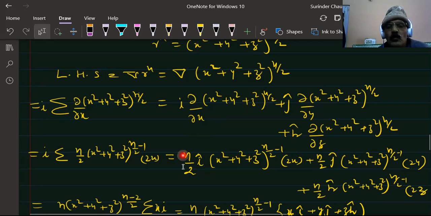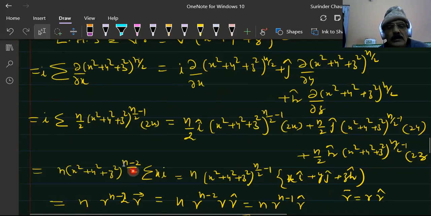This is equal to n by 2, i constant is equal to n x, y minus 1, n x, y minus 1, into the details of the chain rule, 2x. Similarly for y, same for z. So this step is the first step, same.